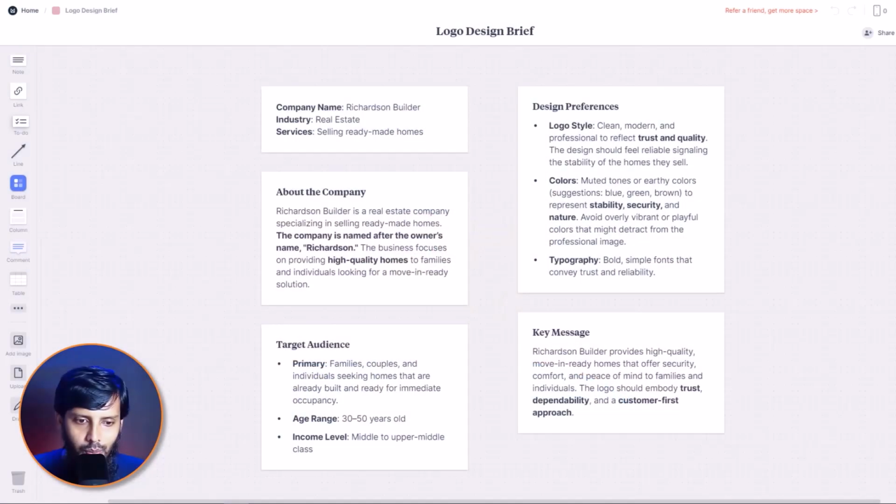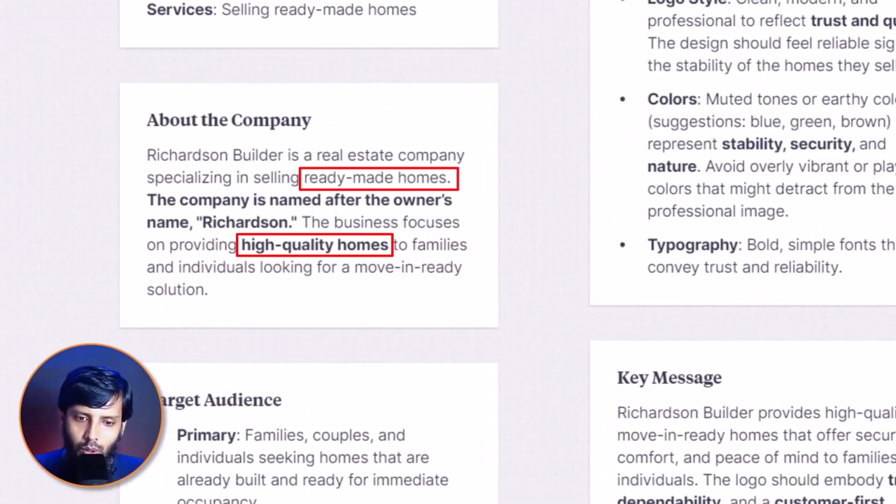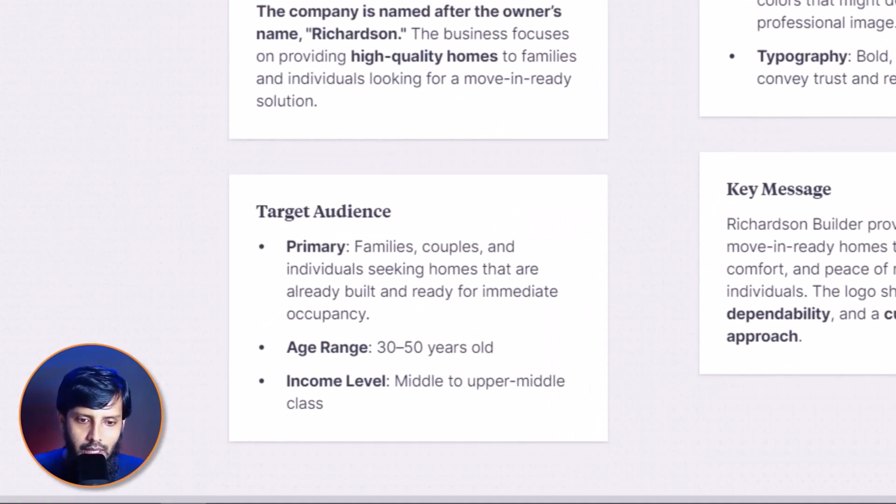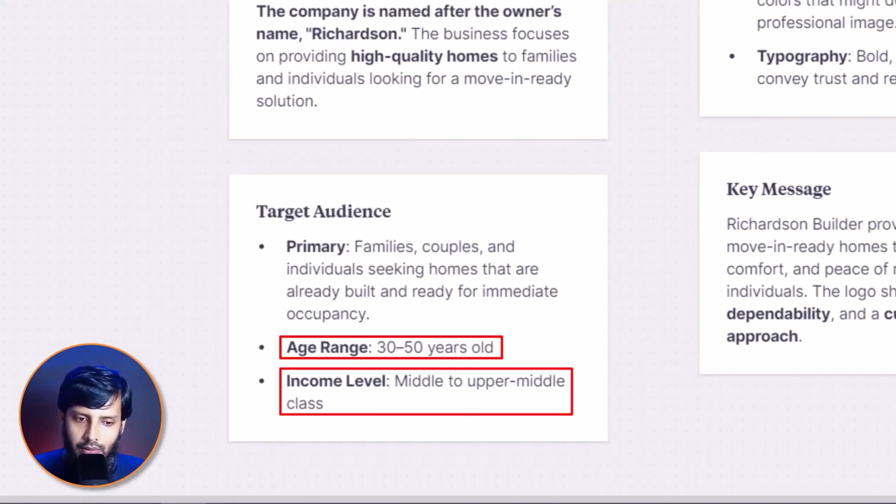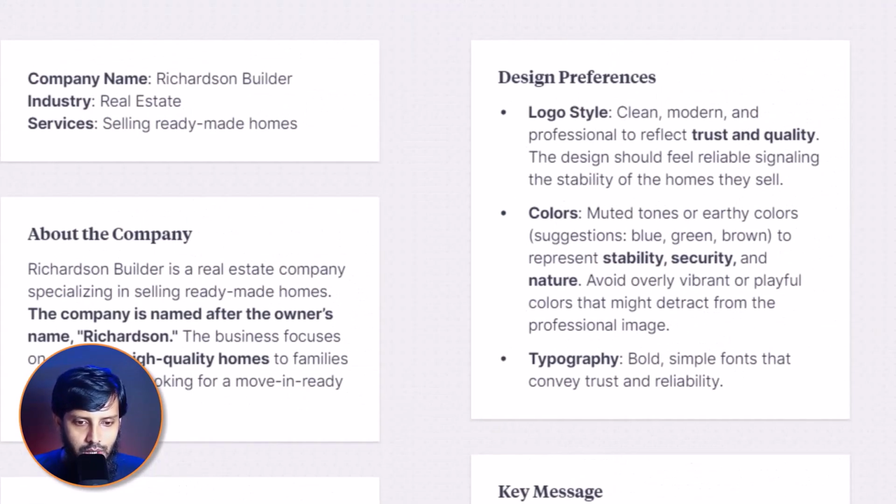First things first, the logo design brief. Earlier, I sent a detailed questionnaire to my client to understand their business deeply. After receiving the responses, I prepared this design brief you see here. The company sells high-quality ready-made homes for families, couples and individuals. Their target audience is aged between 30 to 50 years old with a mid to upper mid income range. As you know, homes are essential for safety and security, so the logo needs to reflect trust and reliability.